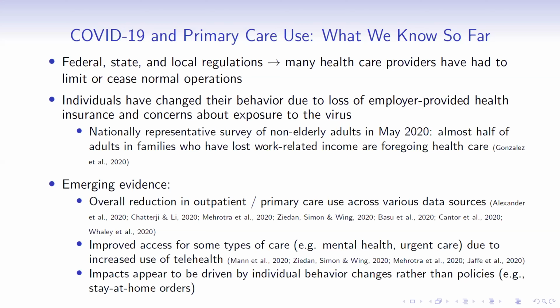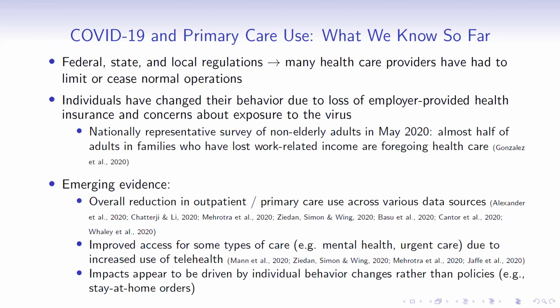So just to bring us all on the same page, what we know so far about COVID-19 and primary care use, based on the ever-evolving and quickly expanding literature. Of course, we know that federal, state, and local regulations have meant that many healthcare providers have had to either limit or completely stop normal operations. And individuals have also changed their behavior, both because they're concerned about getting exposed to the virus, but also because many people are losing their jobs, and with that, they're losing their employer-provided health insurance.